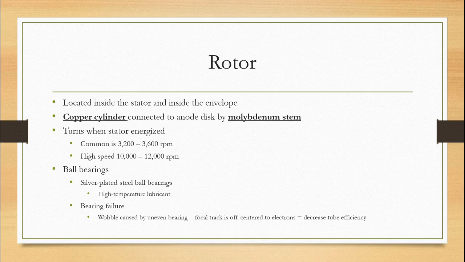The common speed is 32 to 36 RPMs. High speed is 10,000 to 12,000. Typically in X-ray, we have the common, which is 32 to 36 RPMs. If you go into cath lab or IR, you usually have 10,000 to 12,000. And you're going to hear the difference between the two. You're going to get a really high-pitched sound with the 10,000 to 12,000.